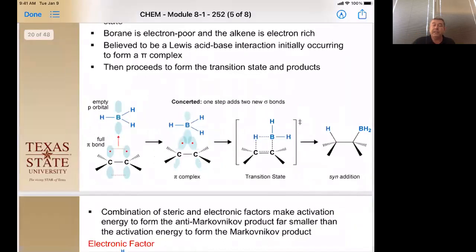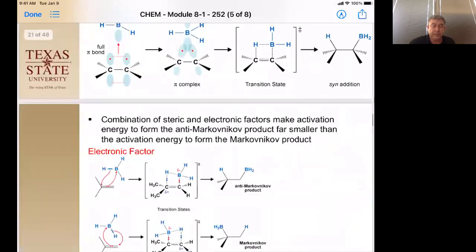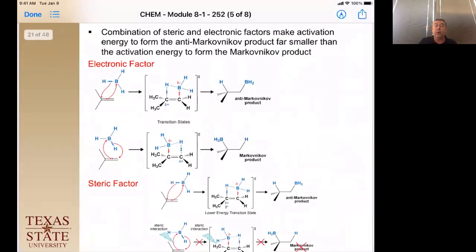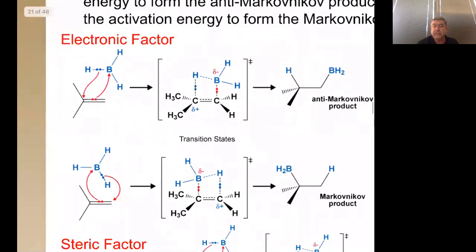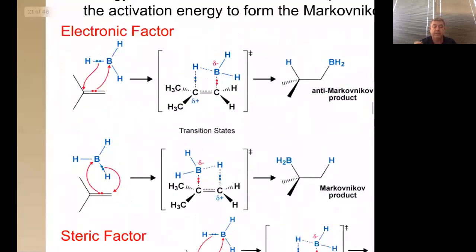Okay. And there's a couple reasons for this. The first is electronic factor, okay? And the electronic factor is that boron is less electronegative than carbon, and therefore it has more of a partially negative charge on it during the transition state, which means the hydrogen has more of the cation-like state, and it's going to align with the more substituted, partially positive charge on the more substituted carbon. So there's this electronic factor saying it kind of wants to be there.